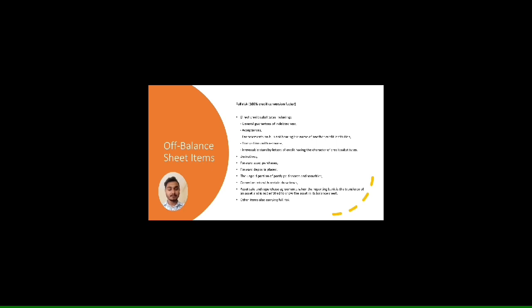Full risks and medium risks, medium low risks and low risks. Here, full risks, 100% credit conversion factor. Direct credit substitutes including general guarantees of indebtedness, acceptances, endorsements on bills not bearing the name of another credit institution, transactions with recourse, irrevocable standby letters of credit having the character of credit substitutes. Derivatives, forward asset purchases, forward deposits placed, the unpaid portion of partly paid shares and securities. Other items also carry full risks.